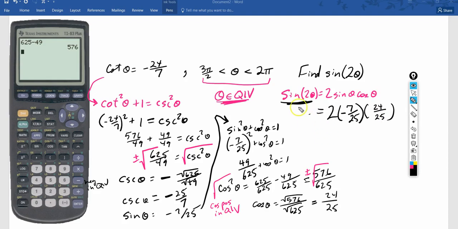So sine of 2 theta is going to be equal to, well, I'll have a negative, and in the bottom I'll have 25 times 25, which is 625. And in the top I'm going to have, so I already have the negative sign out the front, 2 times 7, which is 14 times 24. And I'll get 336 in the numerator.